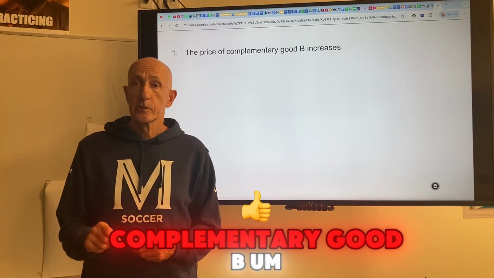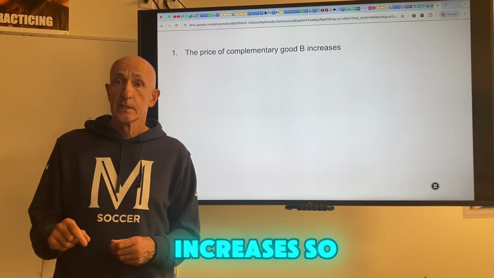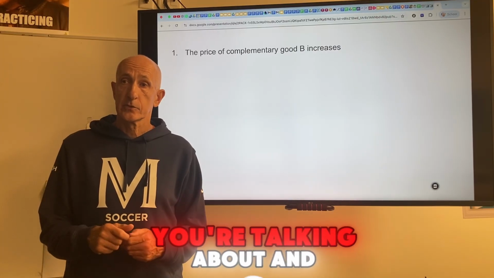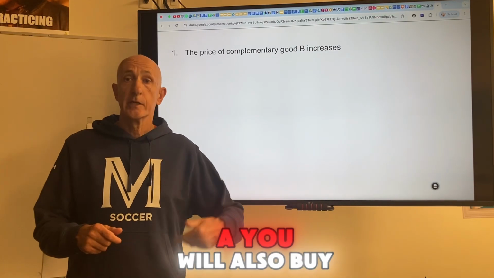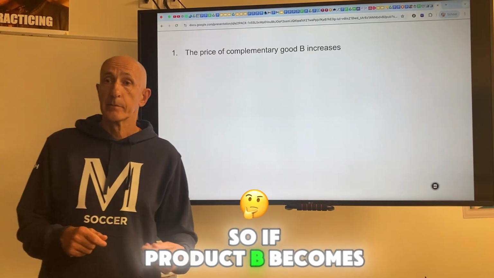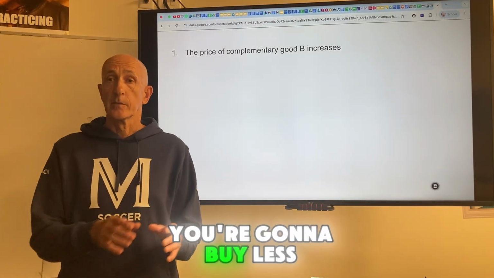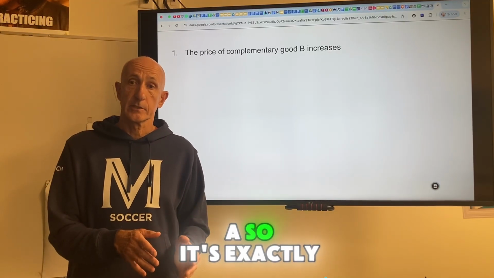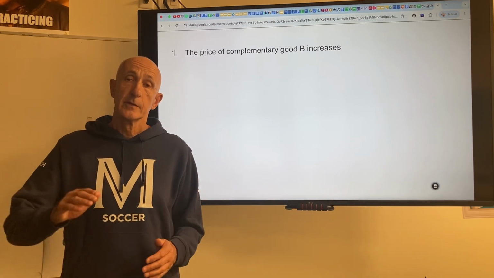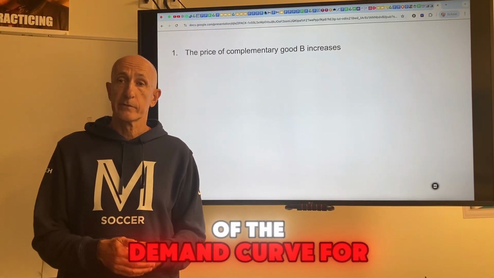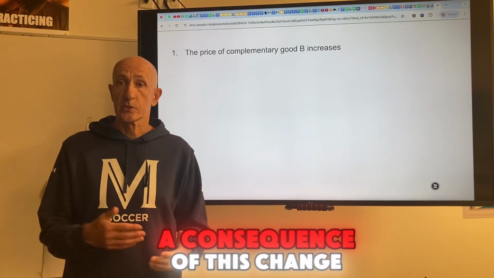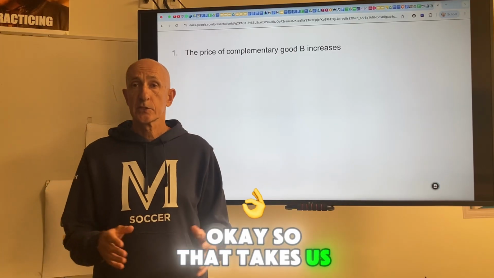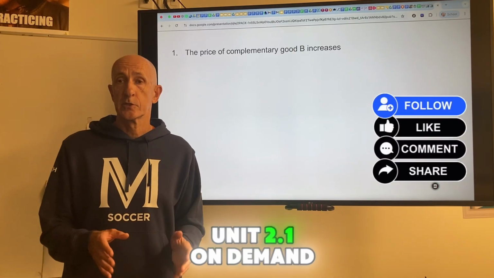And the price of complementary good B increases. So a complement is something that you buy as well as the product that you're talking about. If you buy product A, you will also buy product B. So product B becomes more expensive. You're going to buy less of good product B, and as a consequence, you're also going to buy less of product A. So it's exactly the same diagram as the previous one. Shift to the left of the demand curve for product A as a consequence of this change in the price of product B. Okay, so that takes us through unit 2.1 on demand.